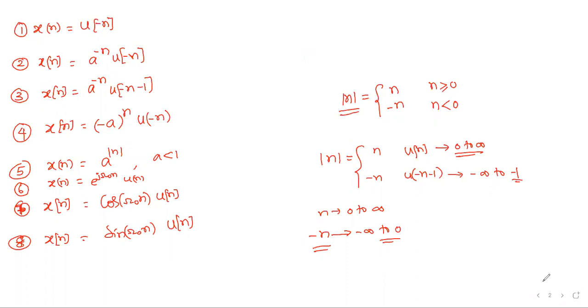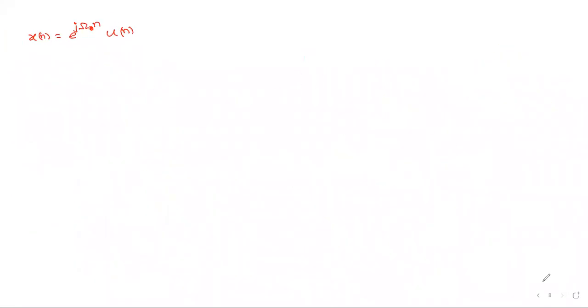Now here x of n equal to e power j omega naught n u of n. So we need to find the Z transform and ROC. That is the question they will give. So directly you need to write x of n's Z transform as x of z. What is x of z?